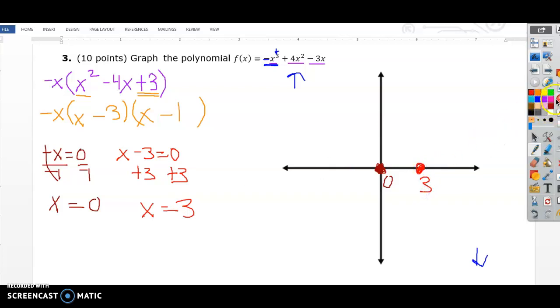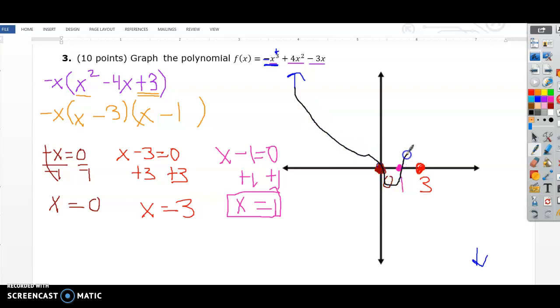And then my last factor is x minus 1. X minus 1 is equal to 0. Add 1 to both sides. So my next zero is a positive 1. And then that goes right here. Since each of these answers only showed up once, that means that my multiplicity is 1. So it's just going to go through, go through, go through, and then connect at the end.